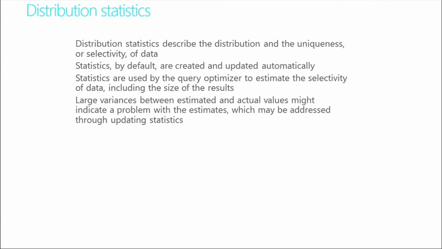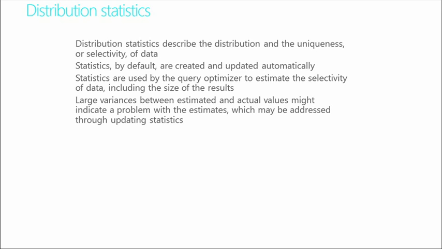Your distribution statistics describe the distribution and uniqueness, or selectivity, of your data. By default, your statistics are created and updated automatically. If you just did a bulk insert of some data and you want the query optimizer to be able to take advantage of the index that's on there, you can actually force your index or your statistics to be updated.